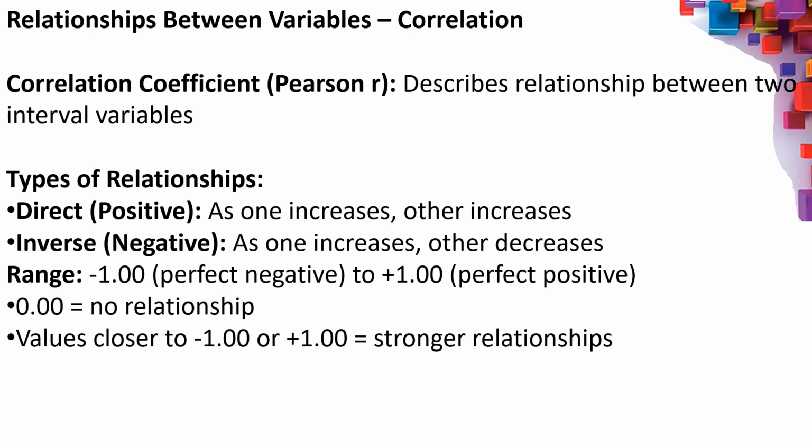Correlation measures how two interval variables relate to each other. A positive correlation means they tend to move in the same direction. Higher math computation scores go with higher word problem scores. A negative correlation means they move in opposite directions. Higher self-esteem goes with lower anxiety. The closer the correlation is to -1 or +1, the stronger the relationship.